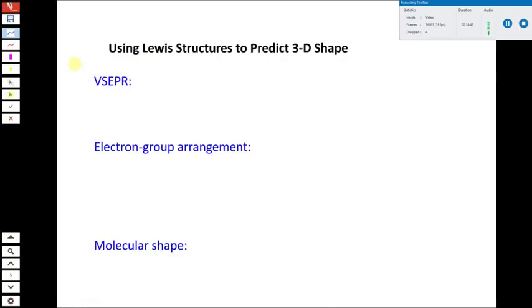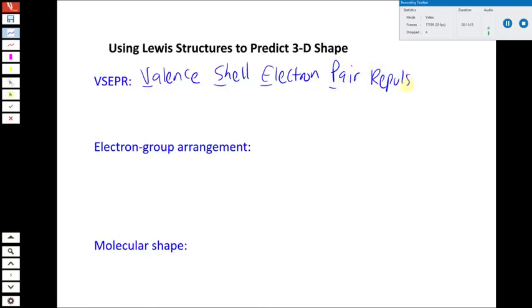So the method we're going to use to predict 3-dimensional shapes is called VSEPR. It's an acronym, as you might suspect. Some people pronounce it "vesper." That always bothers me because that's not how it's spelled. But if you pronounce it that way, I won't be too angry at you. So anyway, what it stands for is valence shell. So it deals again with valence electrons primarily, or exclusively, I guess is a better way to say that. And then it's electron pair repulsion. So VSEPR.